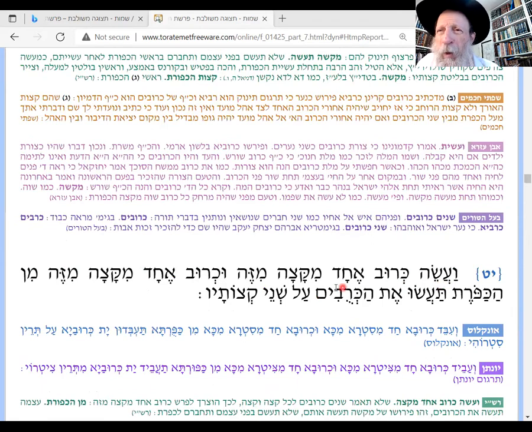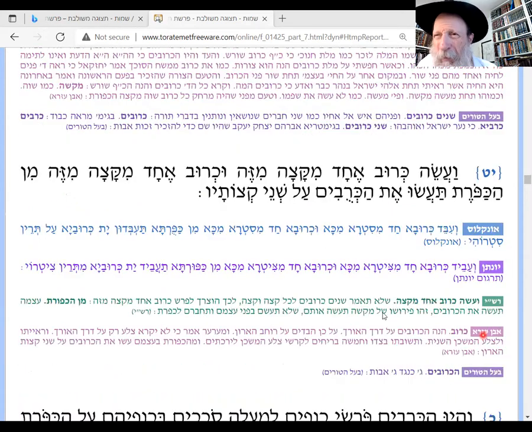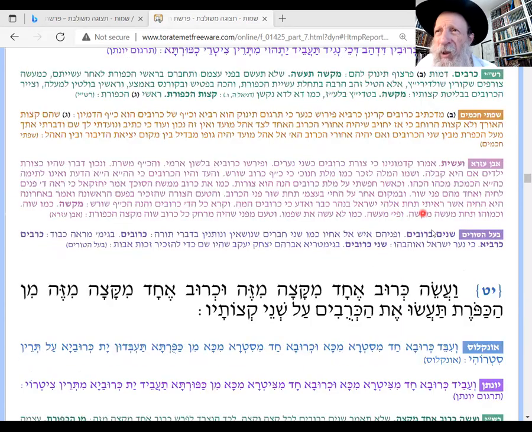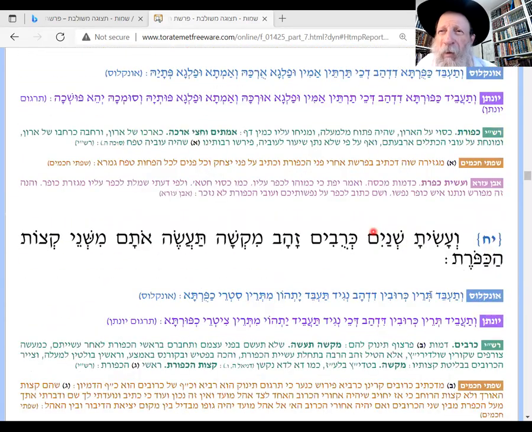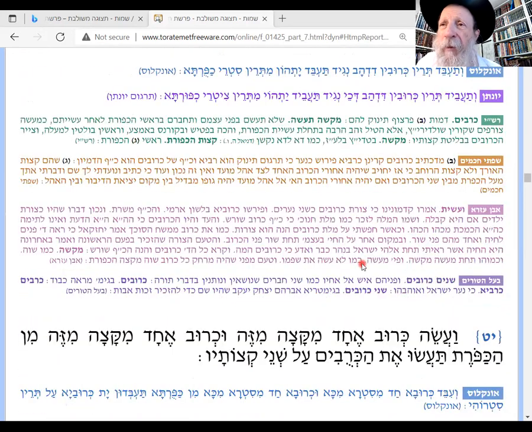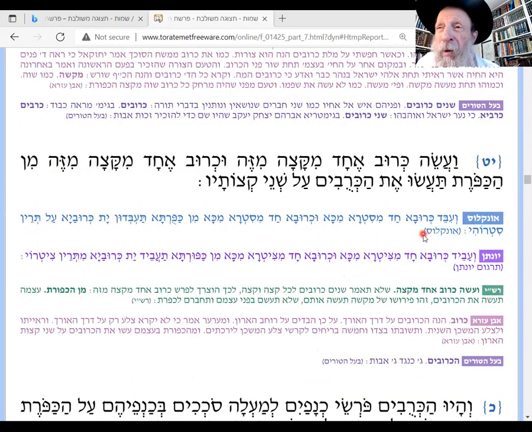You should make one kruv on one side and one kruv on the other side. Why does it have to repeat this? Maybe you might think that you have to make two kruvim. It says, shnei kruvim zahav, you have to make two of these statues. So you might think, okay, I'll put two on one side and two on the other side. So it says, don't say you have to make two on each side. Therefore, it has to tell you, make only one on each side.